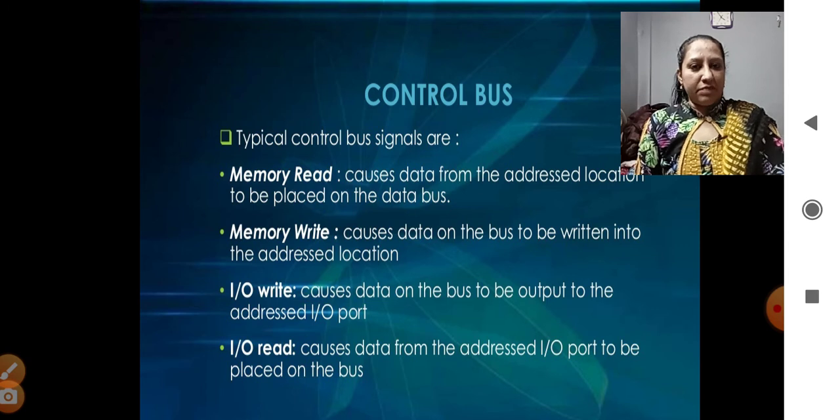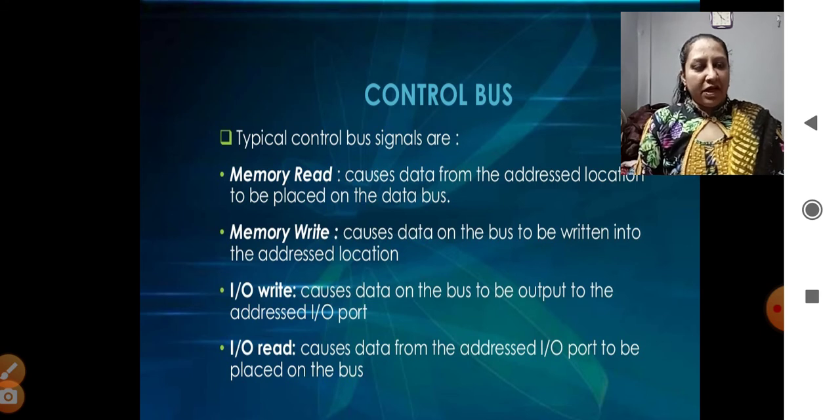First ones are called memory read, memory write, input output read, input output write. I will tell you what is memory read. If there is a file already saved in the computer, a pre-stored file, when you try to open that file, the control bus will give a command called memory read.